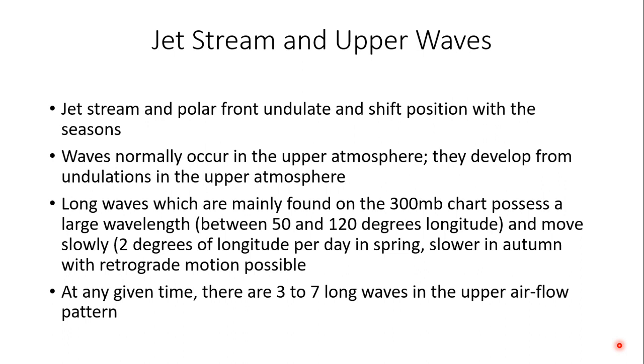Long waves generally move very slowly, too. Typically 2 degrees of longitude per day in the spring season, and they're slower in autumn, and they can have a retrograde motion. What does retrograde motion specifically mean? Retrograde means that the long waves can move back westward instead of working their way from west to east. They can actually push back from the east toward the west, and that's a retrograding motion. At any given time, there are generally 3 to 7 long waves in the upper airflow pattern.